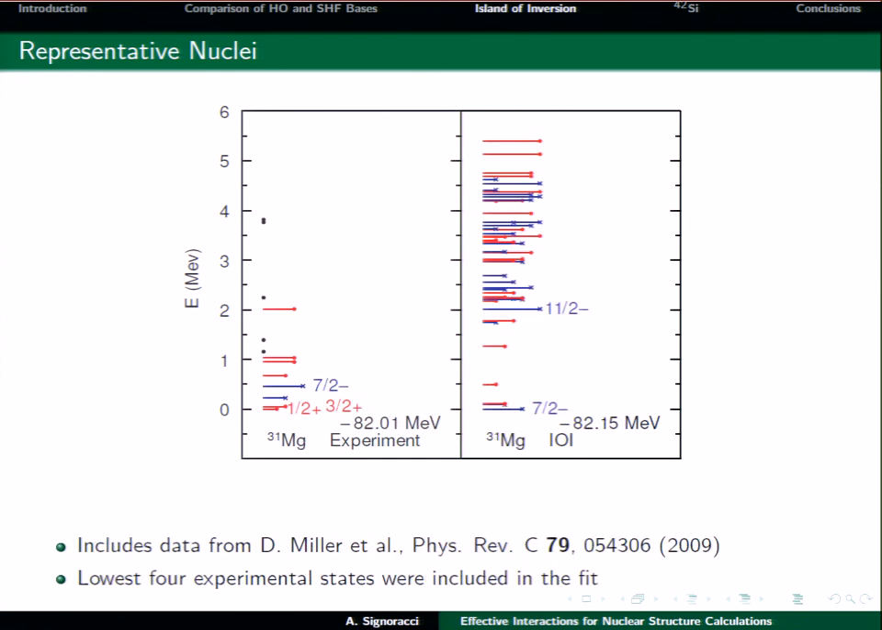So one nucleus in the island of inversion region which has significant data is magnesium-31, and I show here the calculation for that. The binding energy is in good agreement, while the ground state spin is 1/2+ experimentally and is 7/2- theoretically. However, the very high level density below 500 keV is reproduced. These 4 states are actually included in the fit and therefore come in to the 370 keV RMS deviation explicitly.